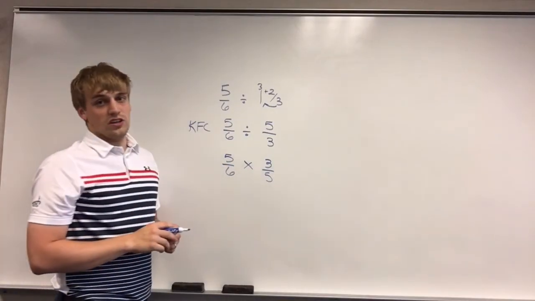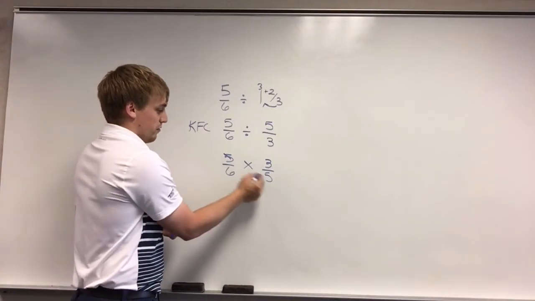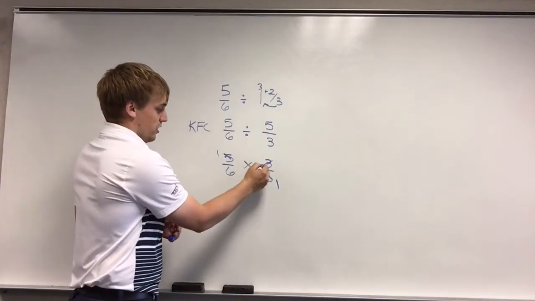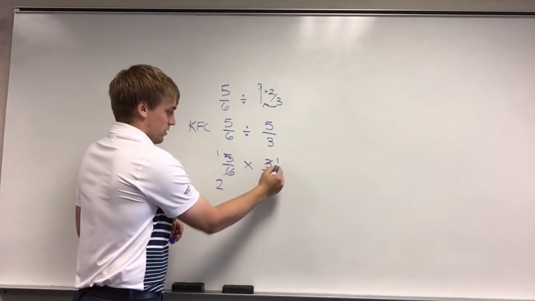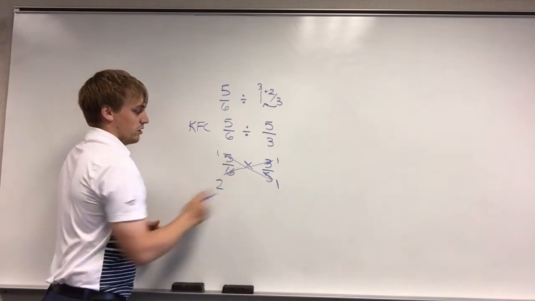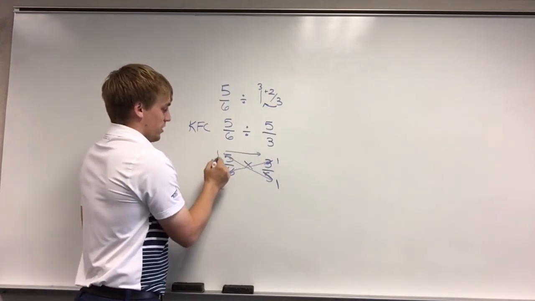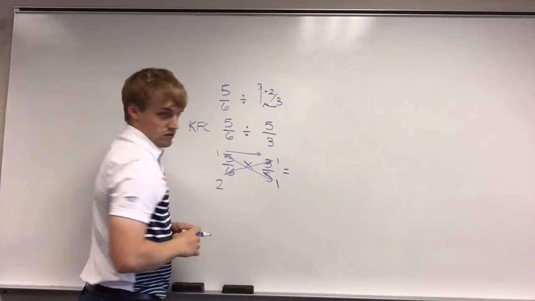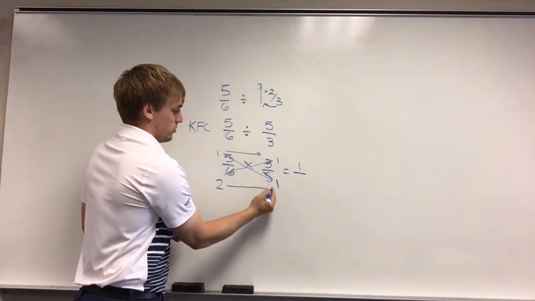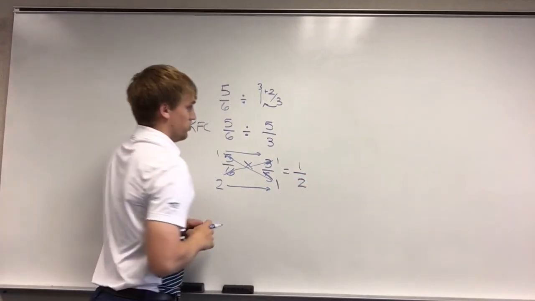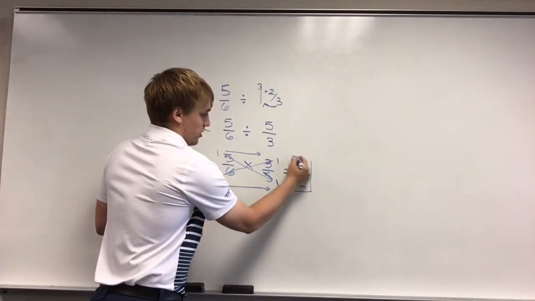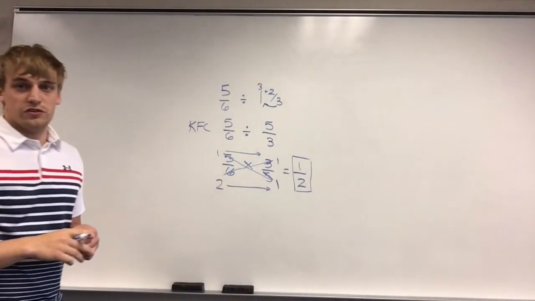Now we look to see if we can cross cancel. Well, 5 goes into 5 one time, so these become 1s. And 3 goes into 6 twice, so we can cross cancel both ways. And then we multiply across. So 1 times 1 equals 1. And 2 times 1 equals 2. So our answer is 1/2, because this is a proper fraction reduced down as far as it can go.